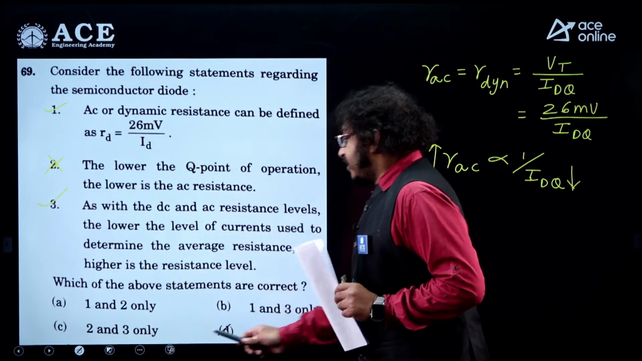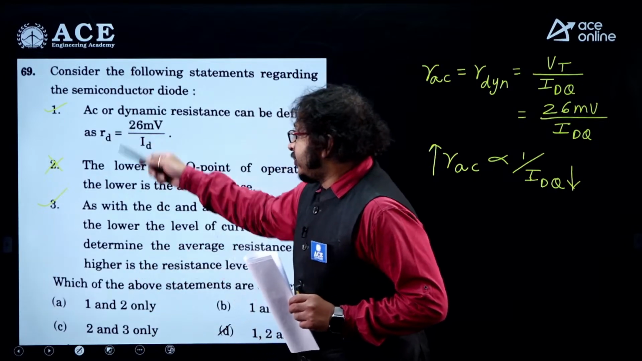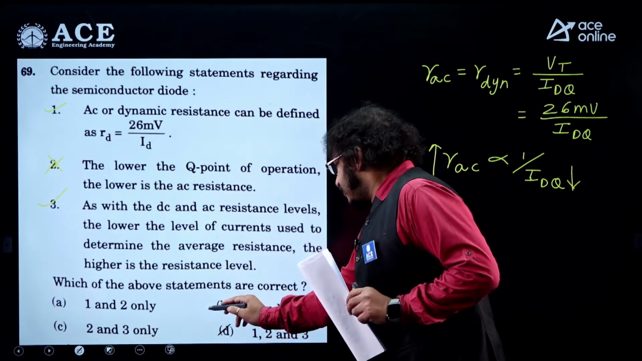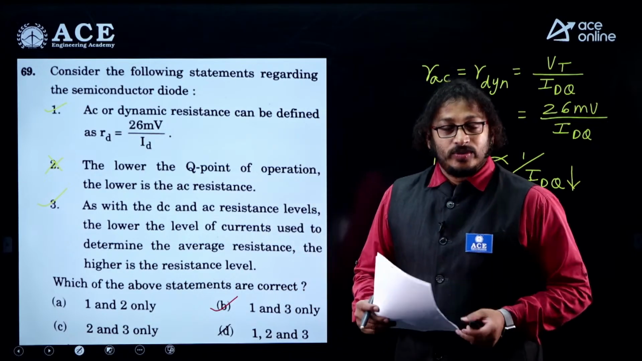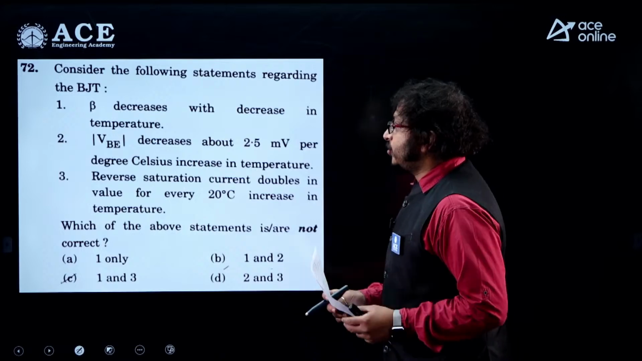Now which of the above statements are correct? Now you please tell me, guys. I think first one and third one, first and third. Yes, first and third are apt for the given question. So option B is apt for the given question. Yes, okay. Now check out the next question.